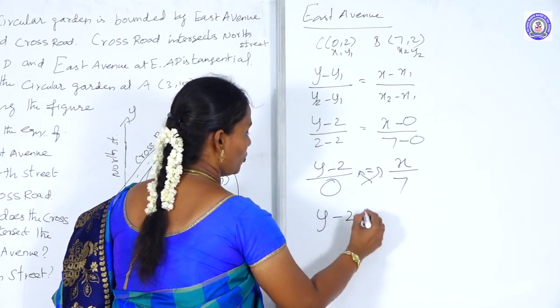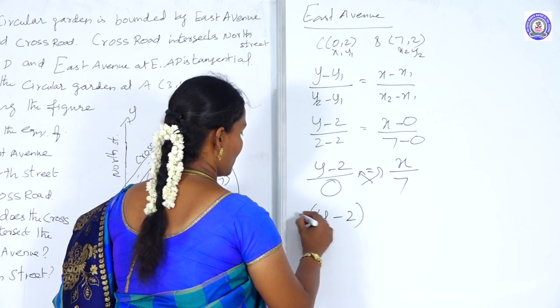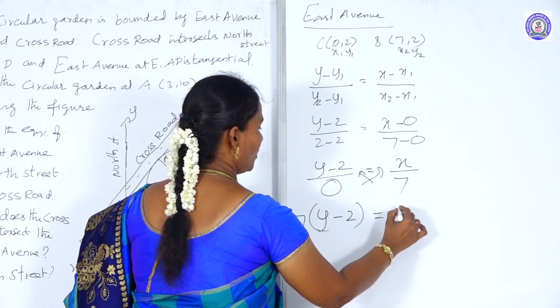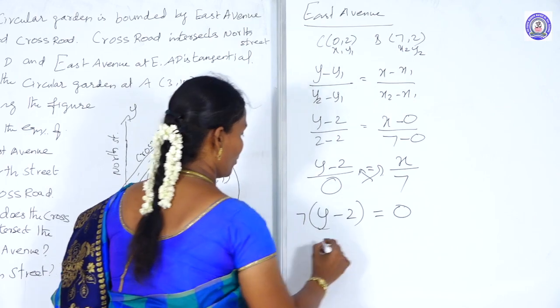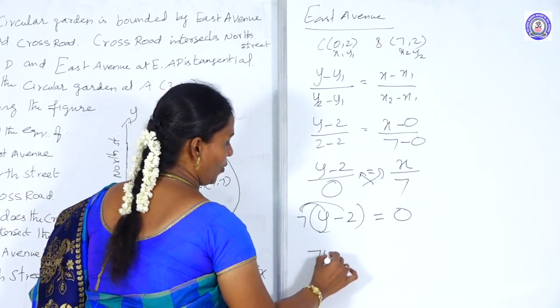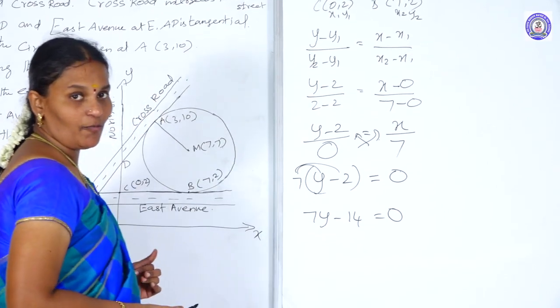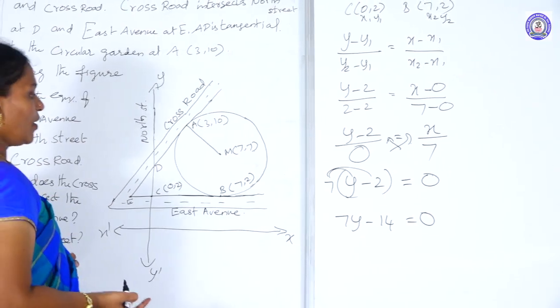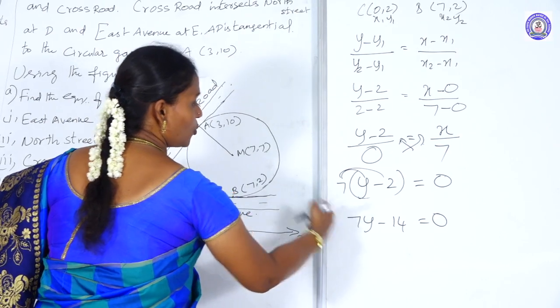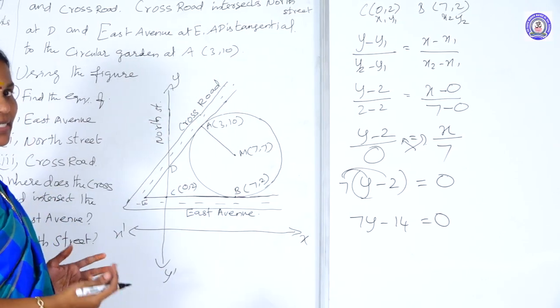y minus 2 of 7 is equal to 0 into x, 0. Then 7y minus 14 is equal to 0. Okay, in this equation there is no x term. There is no x term.